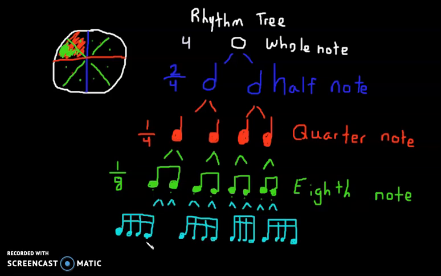So these are, well, let's count them first. You can probably see where this is going. We have 1, 2, 3, 4, 5, 6, 7, 8, 9, 10, 11, 12, 13, 14, 15, 16. Okay. So you have 16 of these. That's why these are called 16th notes.